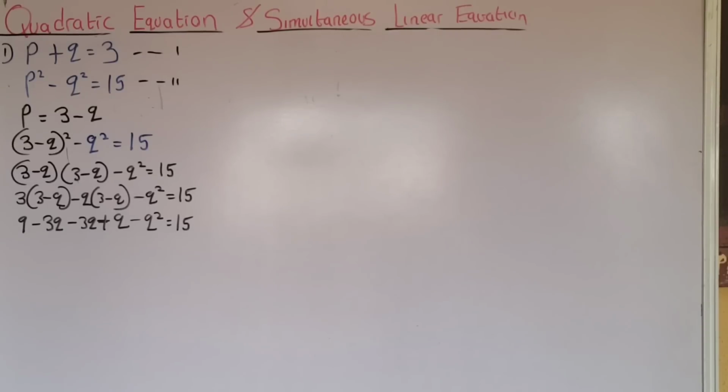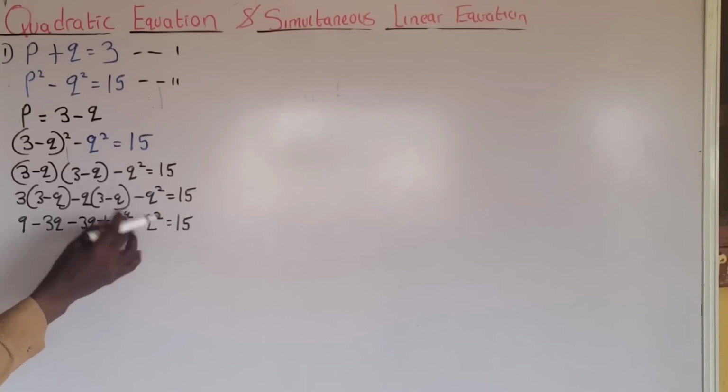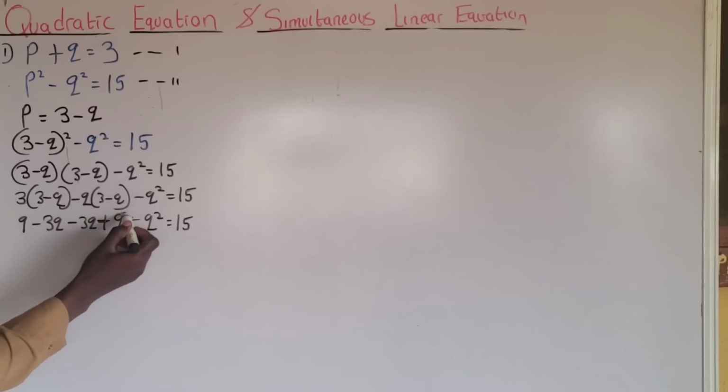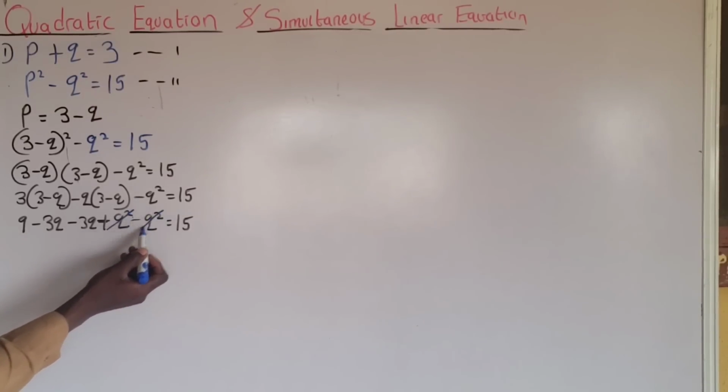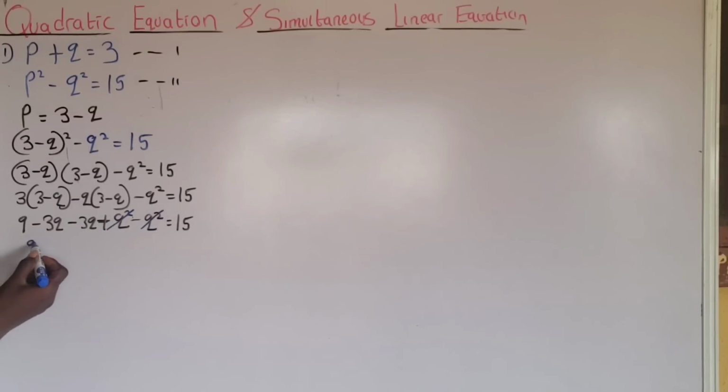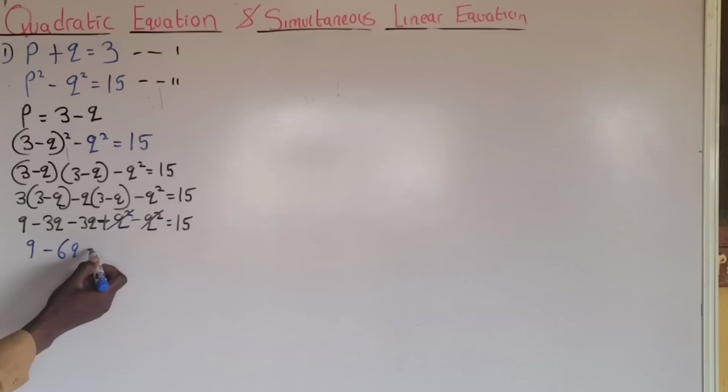Now, this is positive q squared. Let me use the blue marker to identify that. This is positive q squared. Now, we can collect like terms. This positive q squared cancels this negative q squared. So I'm left with 9 minus 3q minus 3q, that is minus 6q equals 15.